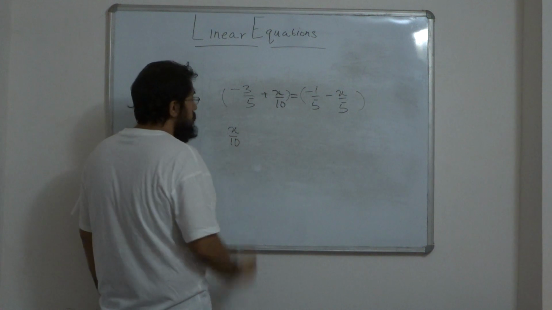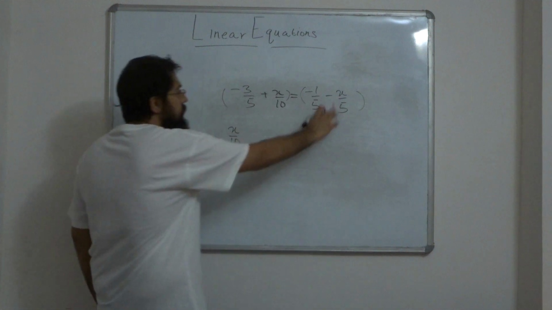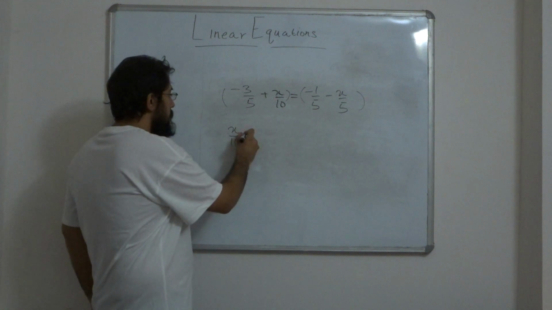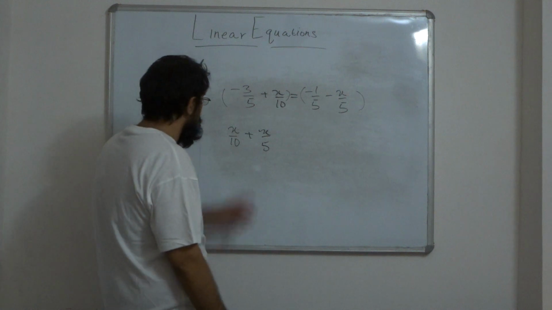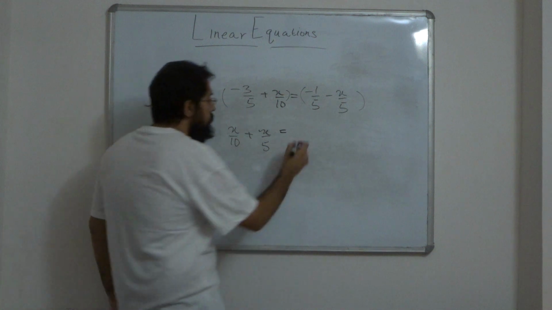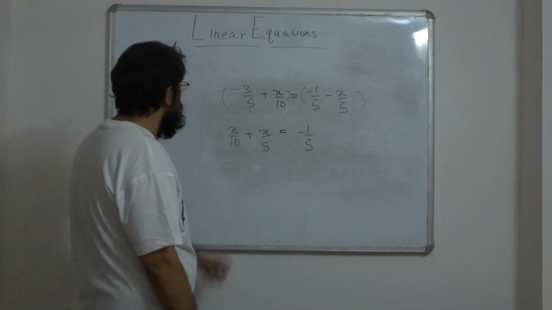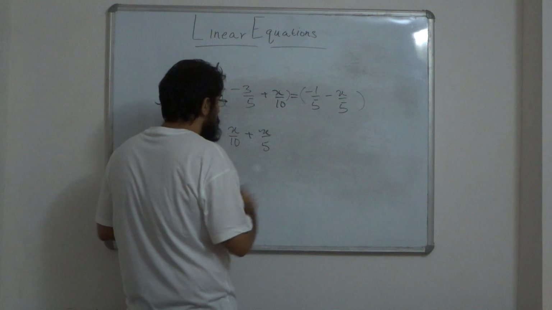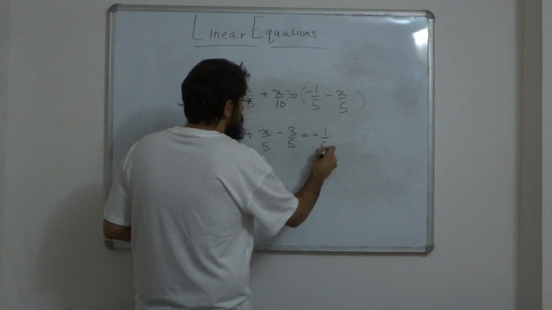So let's do one thing. You have x upon 10. Now on the other side you have negative x upon 5. So when we transpose that, it becomes plus x upon 5. So this is x upon 10 plus x upon 5. Now you have negative 1 upon 5. Let me go a little slow, I think I'm going a little too fast. So you have minus 3 upon 5 equals negative 1 upon 5.